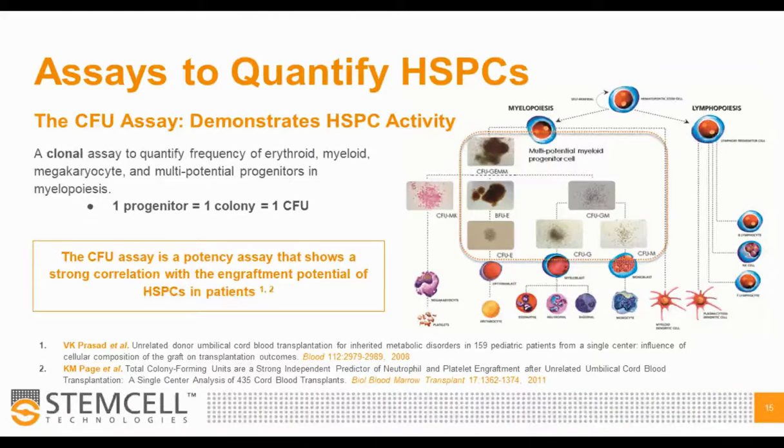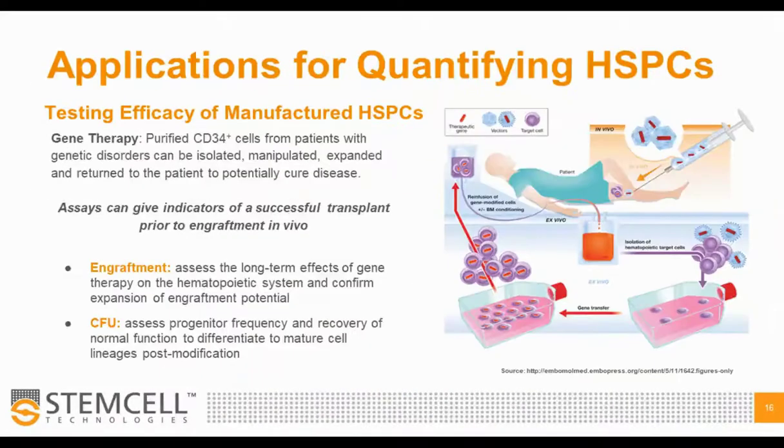And through the years, of course, this assay has been used in many different ways. And if you look at the references that we've included on this slide, you can see that in some cases, people that have looked and compared what they see in a CFU assay to the outcome in patients following bone marrow transplant, they can show that the CFU assay is a very good potency assay that strongly correlates with the engraftment potential of these hematopoietic stem cell products in patients.